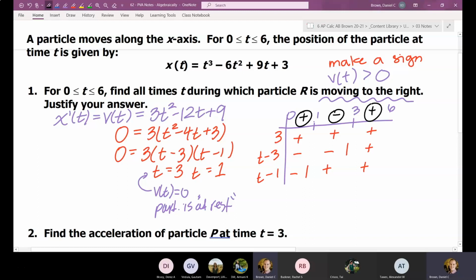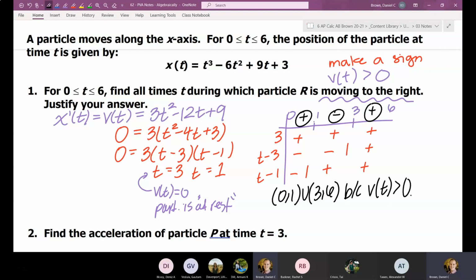So answering the question, it is moving to the right when the velocity is positive. So moving to the right on the interval from 0 to 1, union 3 to 6. How do I know? Because the velocity is positive or greater than 0. If I switch that around and said, when is that particle moving to the left? We would choose the negative intervals instead of the positive intervals. But whenever you're trying to find the sign of something, we're going to go back to our good old sign chart.